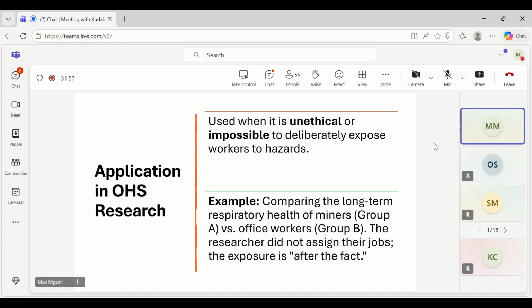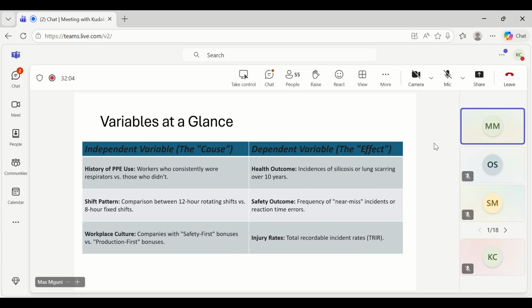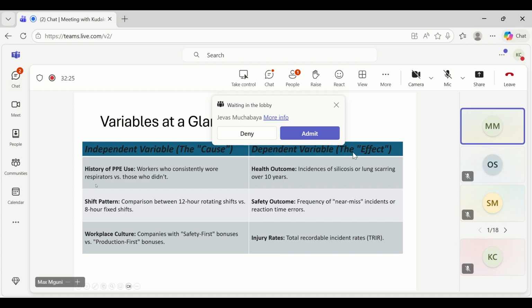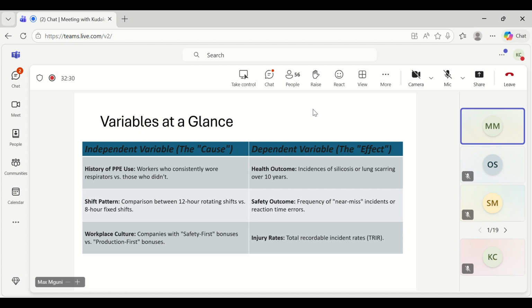The variables at a glance, independent variables. So remember, I think earlier on when I introduced this topic, I spoke about independent variables and dependent variables. I think it would be an injustice if I don't explain this further. An example of an independent variable: history of PPE use, workers who consistently wore respirators versus those who didn't. You look at shift patterns, comparisons between 12-hour rotating shifts versus 8-hour fixed shifts, or workplace culture, companies with safety-first bonuses versus production-first bonuses.